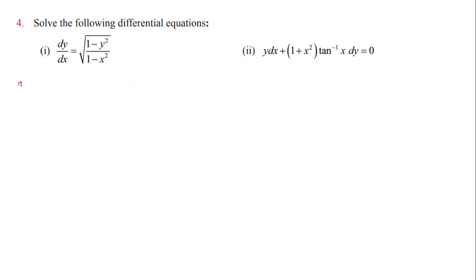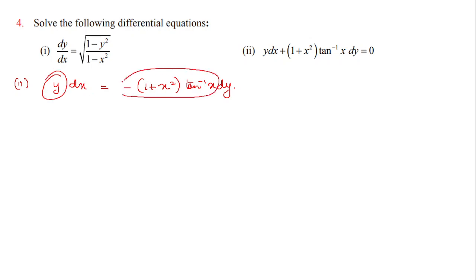Next, second subdivision, y dx plus 1 plus x square tan inverse of x dy. To check whether this is separable, we keep the dx term on one side and the dy term on one side. So we will have y dx is equal to minus into 1 plus x square tan inverse of x dy. Now we see that with dx there are only y terms, and with dy there are only x terms. So it is obviously separable.